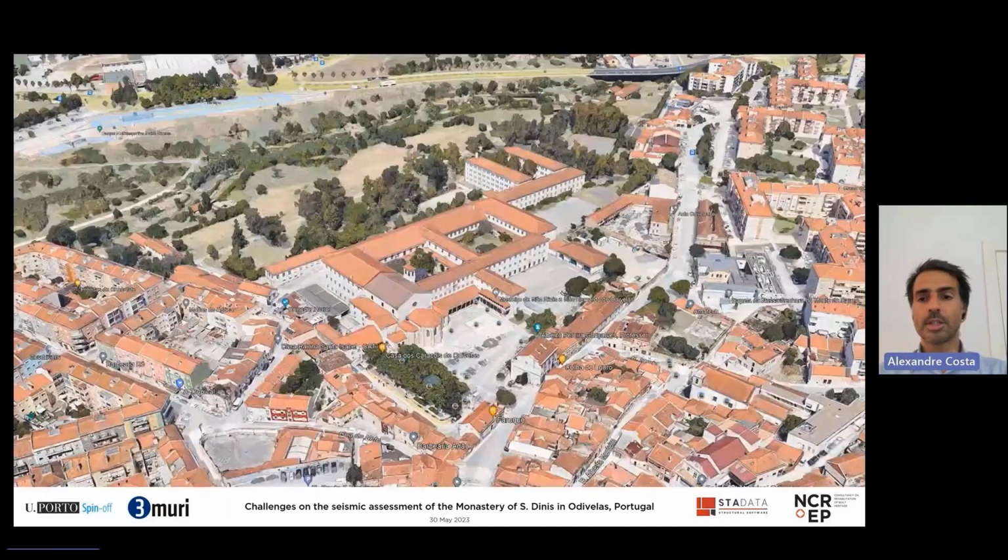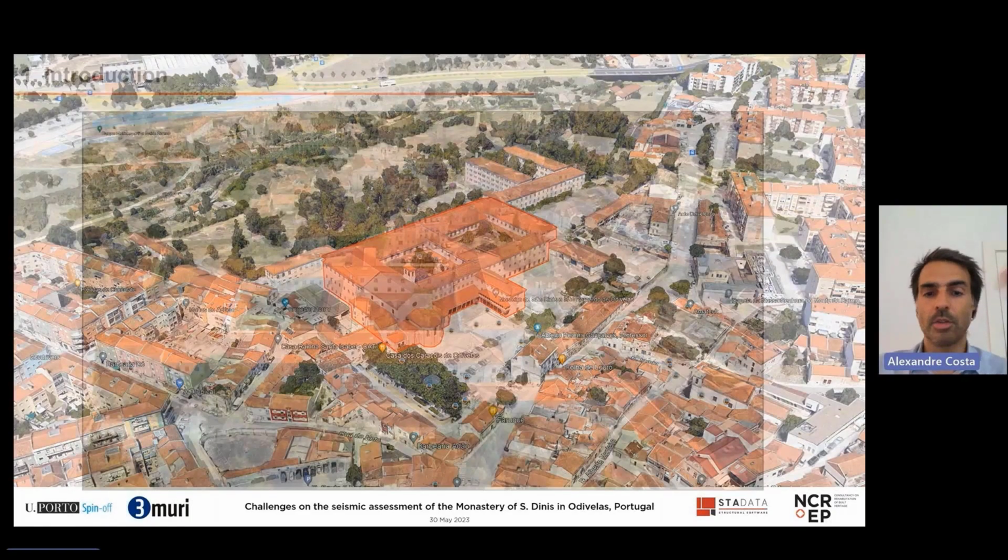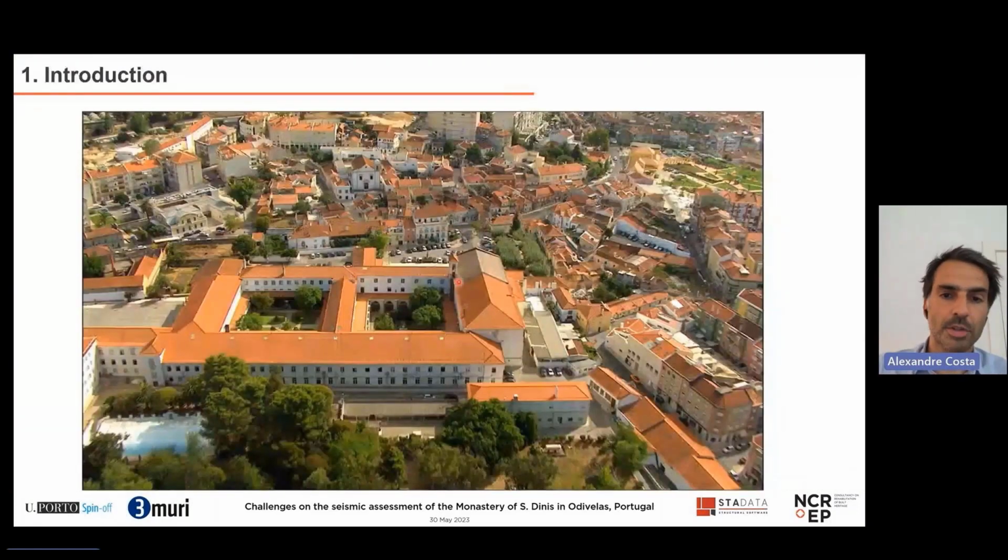So here is the center of Odivelas, or at least the old part where we have our case study, the monastery. I have here the back of an old church, two cloisters, and the main square, or at least the building you enter from this part, despite this large garden here in the back. This is the other view. You can see here the two cloisters, here the church, and then other buildings that were attached during the years.